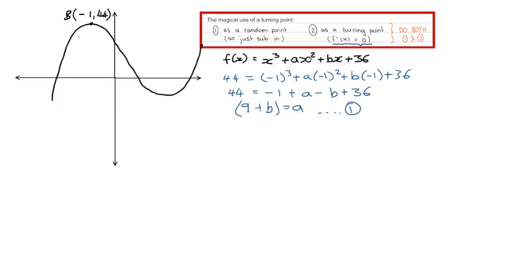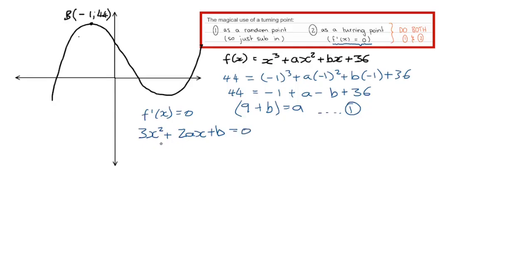And then I'm simply going to try think of it as a turning point, and so I'll go from the original question here and I'll do the derivative. So when it's a stationary point, the derivative equals 0. I times the power by the front coefficient and drop it by 1. I times the power by the front and drop it by 1. Times the power by the front and drop it by 1, and the constant term 36 will disappear, and I make that equal to 0.